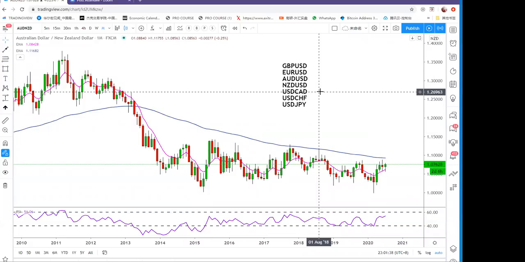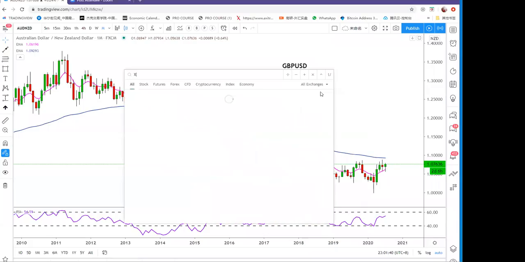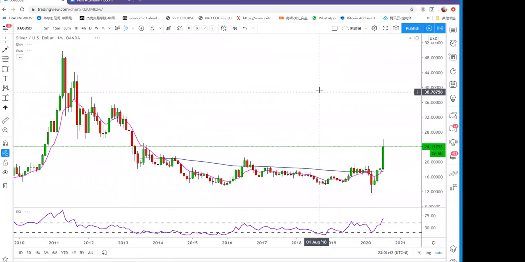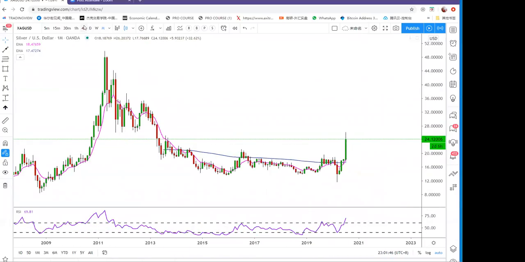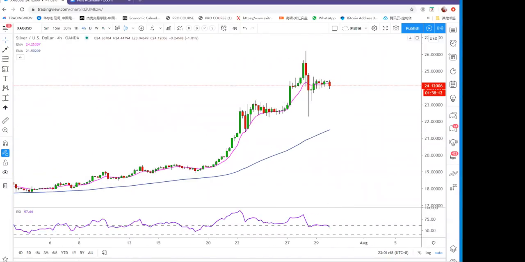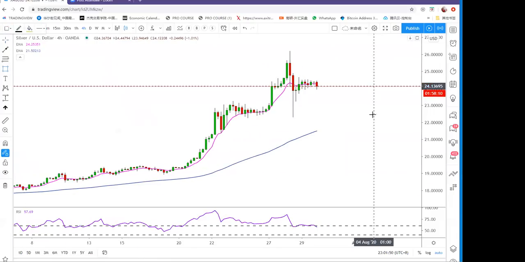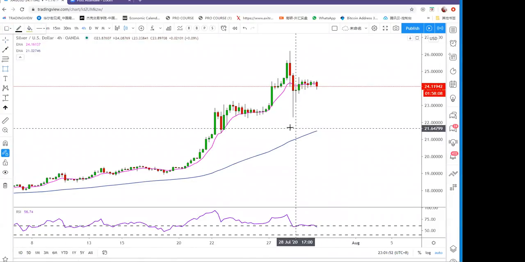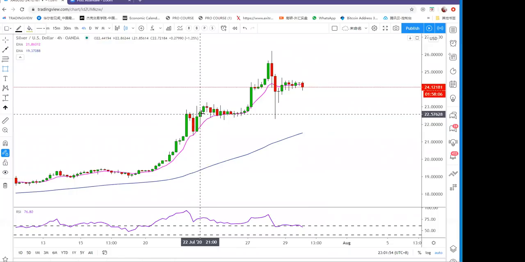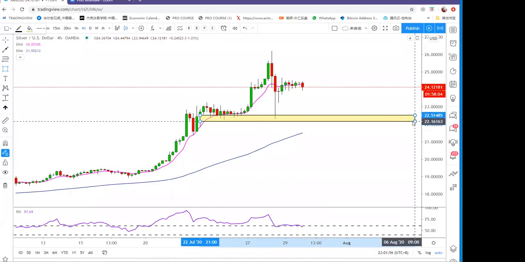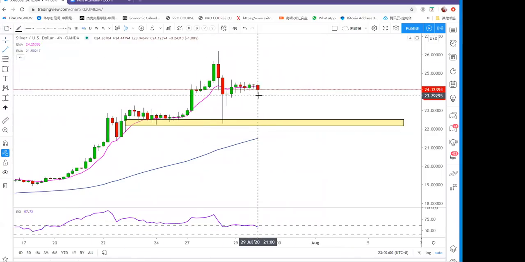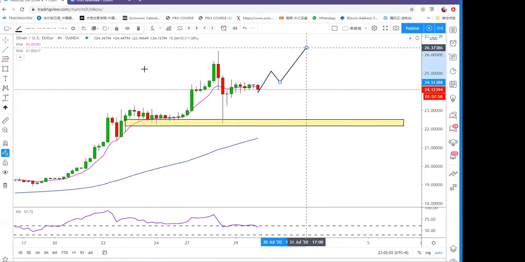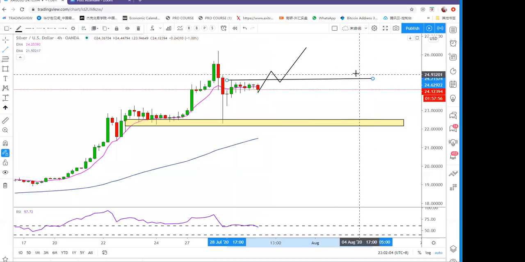Silver looks interesting too. Yeah, sure, silver is also interesting. But silver has really very high volatility, so you have to bear the volatility. I think I will be interested to buy silver from around the 22 level, maybe from here. Or I will choose to buy the breakout and retest of this level, 24.62.